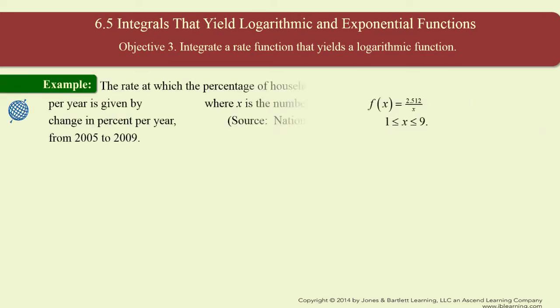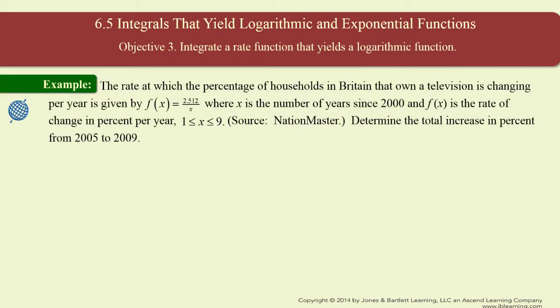Time to look at an application. So let's look at this example. The rate at which the percentage of households in Britain that own a television, I believe in Britain they call them tellies, is changing per year by f of x equals 2.512 over x. X is the number of years since 2000, and f of x is the rate of change in percent per year. And this is valid for x values from 1 to 9. We're going to determine the total increase in percent from 2005 to 2009.